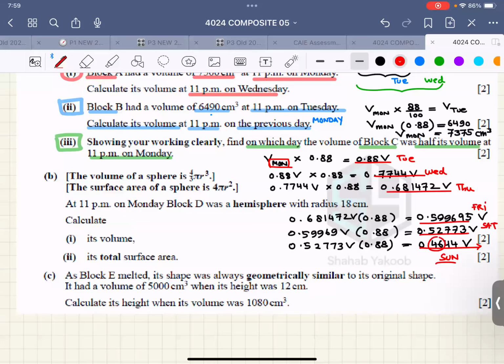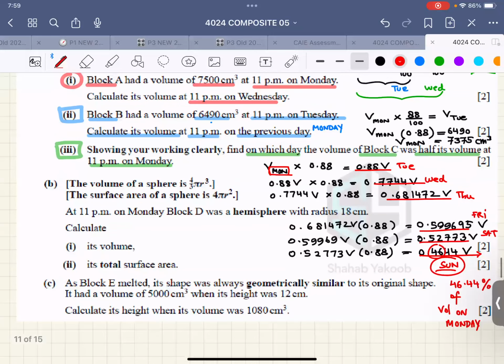So it's not in between the two. We are talking about one whole day. So by Sunday, it is 46% of the original. So this is 46.44% of the volume on Monday, not off, on Monday. So this is what you are looking for.